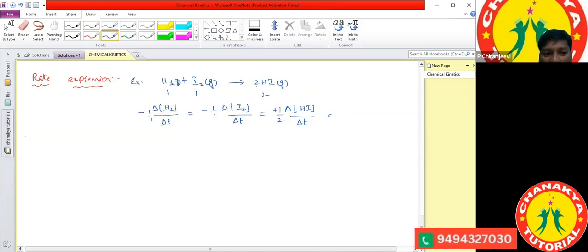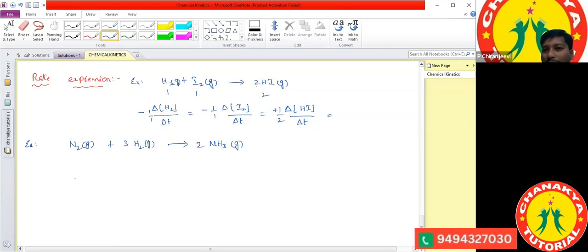For example, let me give one more example. 1 mole of nitrogen gas reacts with 3 moles of hydrogen gas. It forms 2 moles of ammonia gas. Who is going to write the rate expression for this one? What is the rate expression of the following reaction?